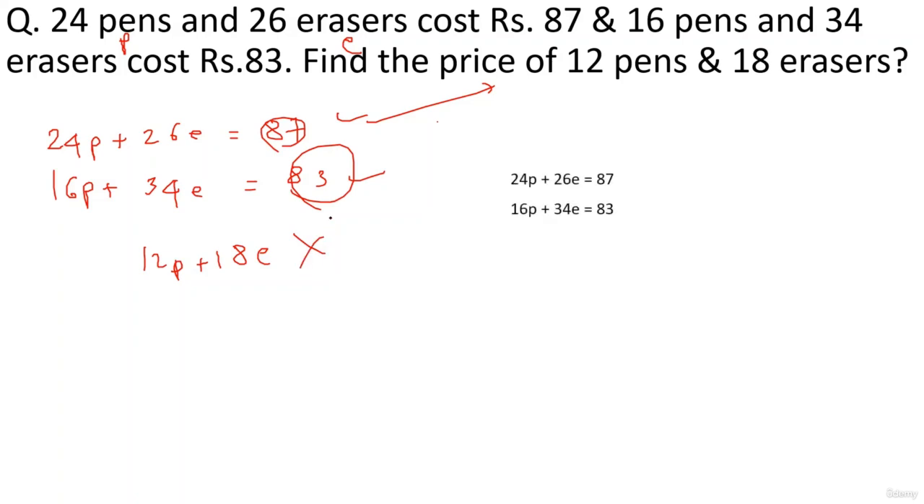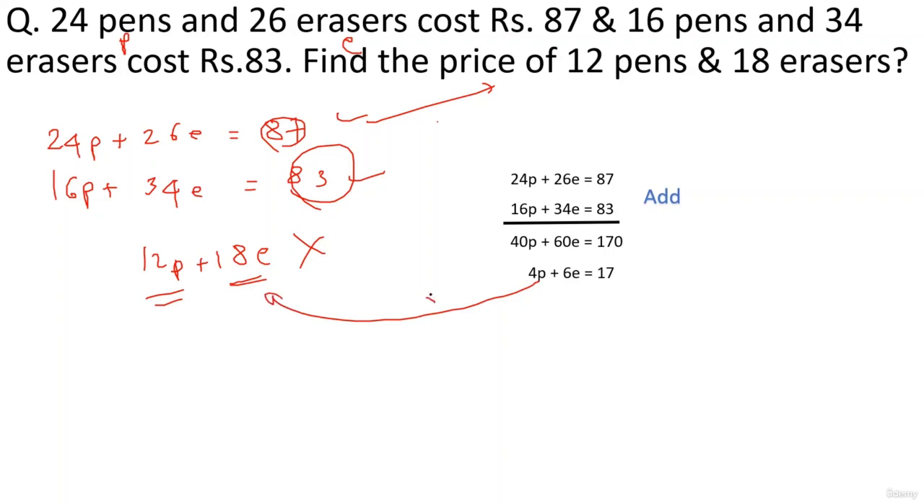How? Let's see. 24P plus 26E equals 87 and 16P plus 34E is 83. Just add the two equations. When you add them, you will observe that 40P plus 60E is 170, or dividing throughout by 10, 4P plus 6E equals 17. Now guys, what has been asked in the question? 12P and 18E. It is nothing but the same equation multiplied by 3, isn't it? Do that: multiply the given equation by 3, you have your answer. 51. See, it's that simple.